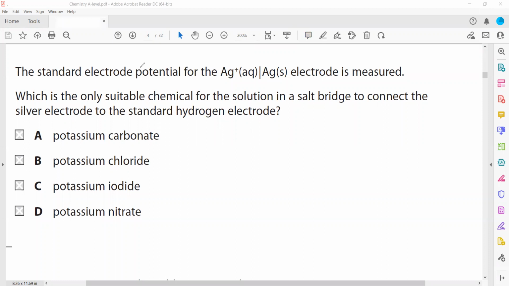The standard electrode potential of silver ion to silver atom is given. Which is the only suitable chemical for the salt bridge solution? Whenever we use a substance as a solution for a salt bridge, it should always be an aqueous solution, soluble, and all nitrates are soluble. That's why directly we'll write D as the answer, because it's a nitrate salt and all nitrates are soluble. So as a salt bridge, like the filter paper, this should have an aqueous solution which is soluble, and all nitrates are soluble, so we select potassium nitrate.